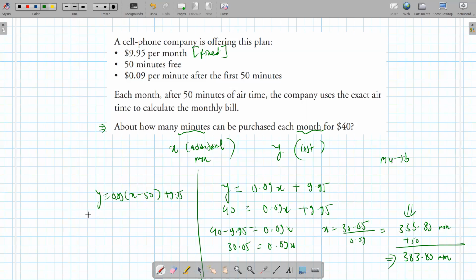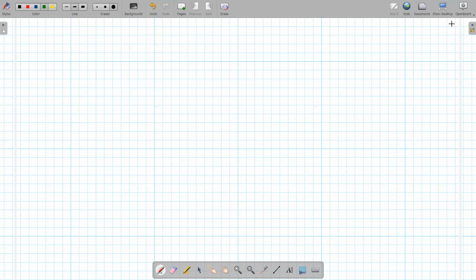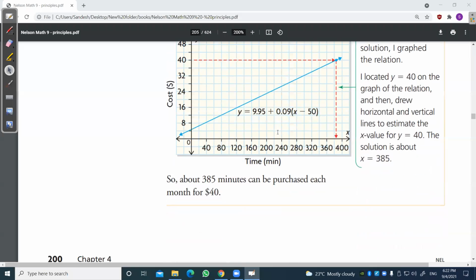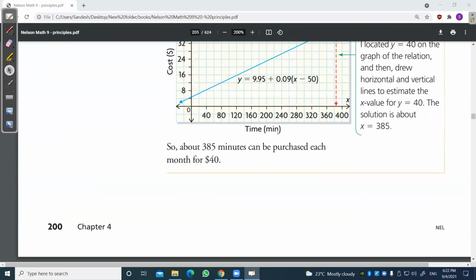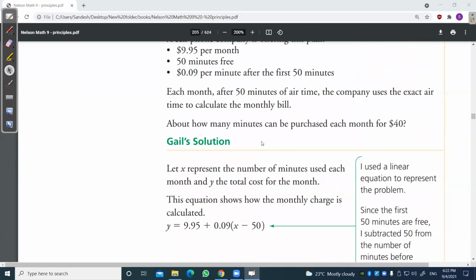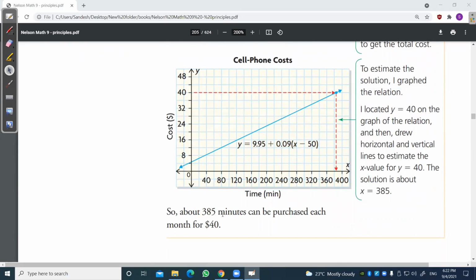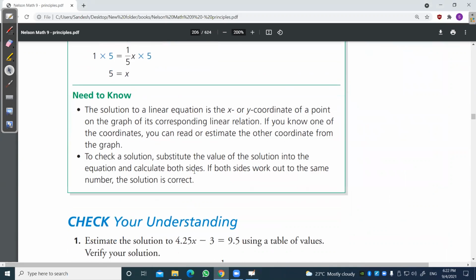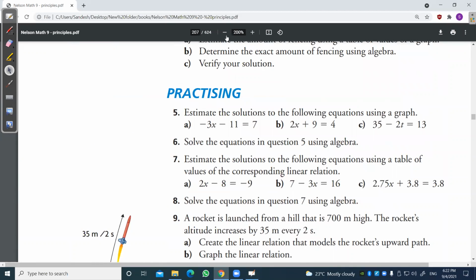We do the same thing here. It'll be the same thing here. So it'll be 40 minus 9.95, divided by 0.09, plus 50. That's what x would be. So this is basically 333.89, and then we're just adding 50. So they're both fine, okay? They rounded it up. That's fine too, I guess. It says about. Cool. Pretty simple, right? It's not that bad. Linear equations.